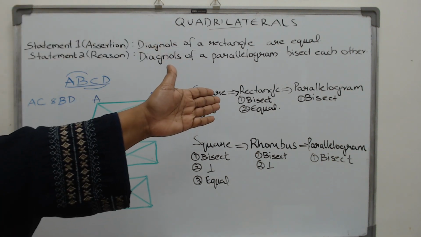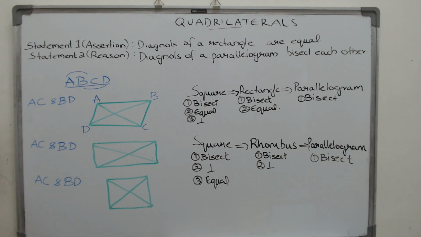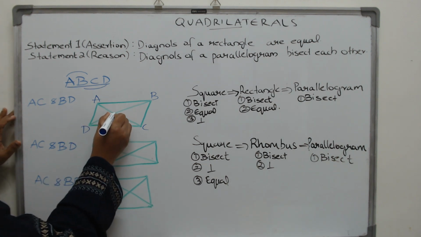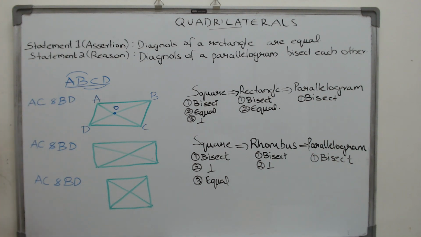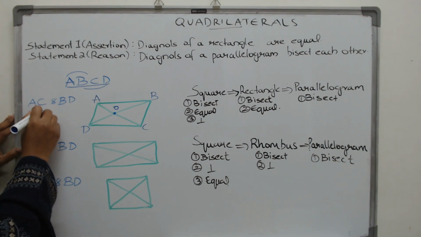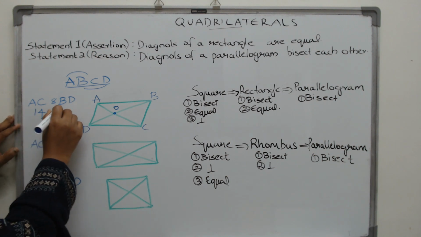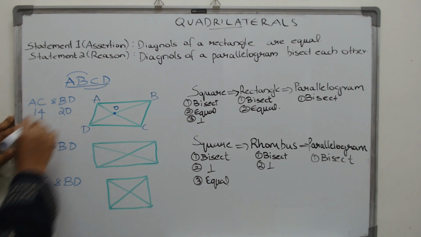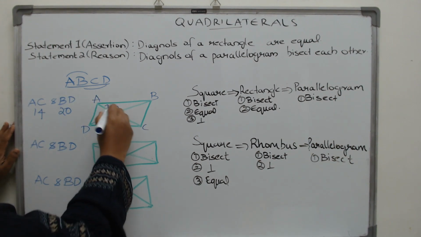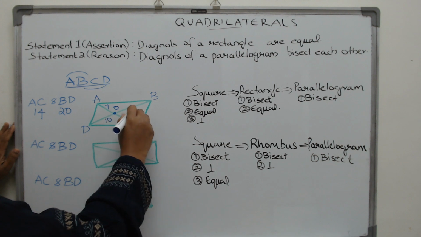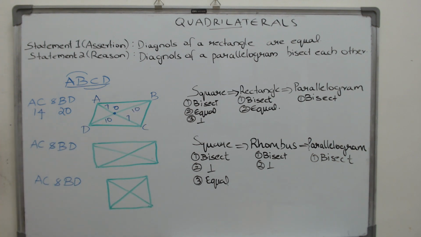Now look at the parallelogram. What do you have to have? It just has to bisect. The diagonals just have to bisect each other, which means if one diagonal is say 20 and the other one is 14, then all the diagonals have to do is cut each other into two equal parts. That is all you need to do.